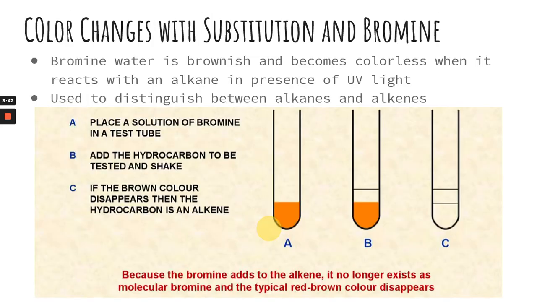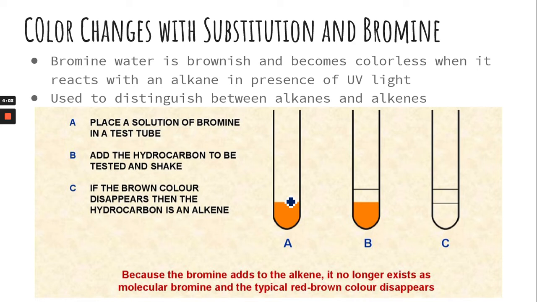Now for the questions that you're going to, well, before we get to that, there are color changes that happen with this, specifically with bromine. So bromine, remember, is a liquid at room temperature. So it's brownish in color. That's what test tube A is showing you. So this is just bromine.